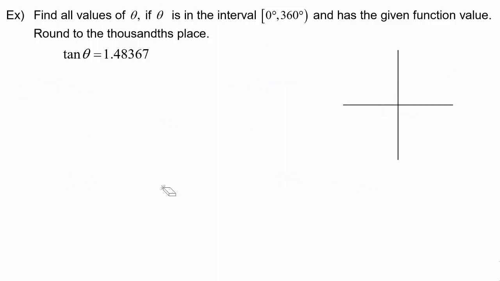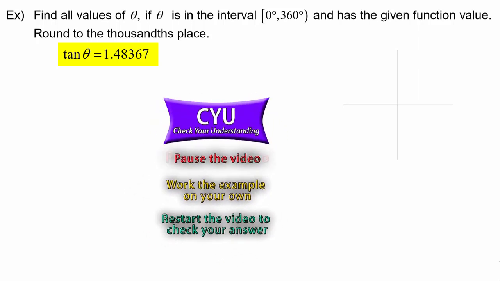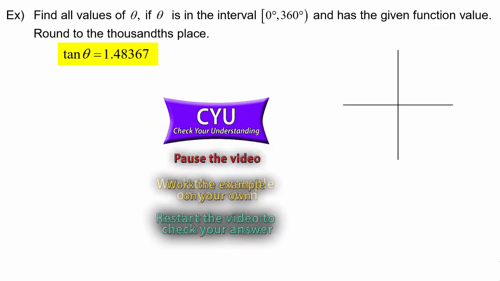In this next example, we will find all values of theta if theta is in the interval 0 to 360 degrees and has the given function value, in this case, tangent of theta has to equal 1.48367. It's CYU time, so pause the video, work the example on your own, then restart the video to check your answer.